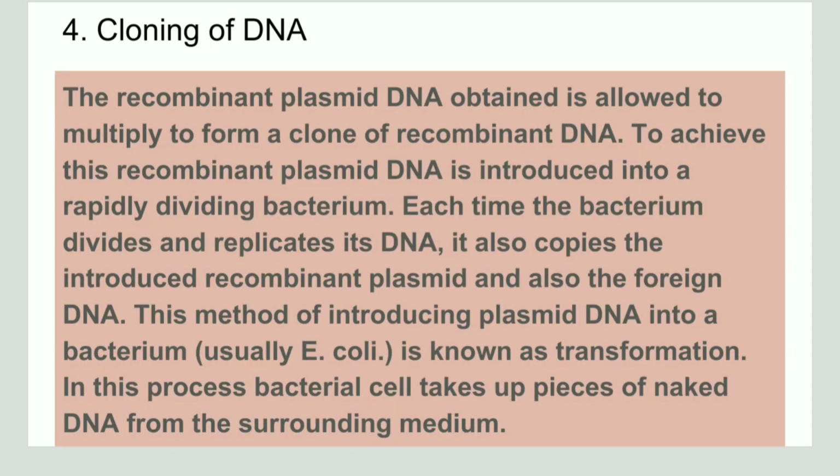The next and last step in recombinant DNA technology is cloning of the DNA. The recombinant DNA has to be cloned. So we introduce it into a rapidly dividing bacterium, for example E. coli. The process of introducing this recombinant DNA into a bacterium is called transformation. These bacteria, for example E. coli, take up the DNA from the surroundings, and this is through a process called transformation.